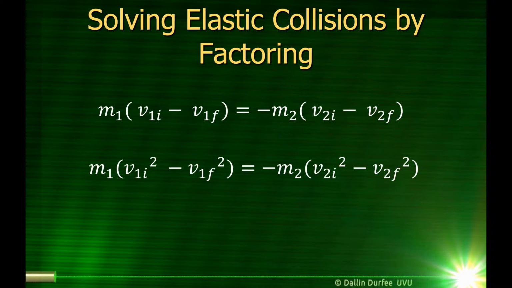So there we are. Here are our two equations. Here's the equation that we got from manipulating the conservation of momentum equation, and here's the one we got by manipulating the conservation of kinetic energy equation. So this is conservation of momentum and kinetic energy. We've just rearranged terms, getting all the mass 1 stuff on one side and mass 2 stuff on the other.